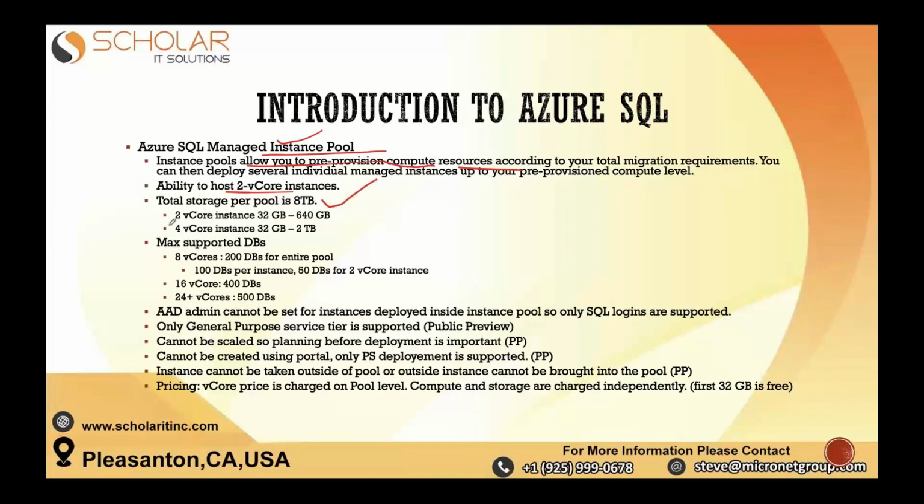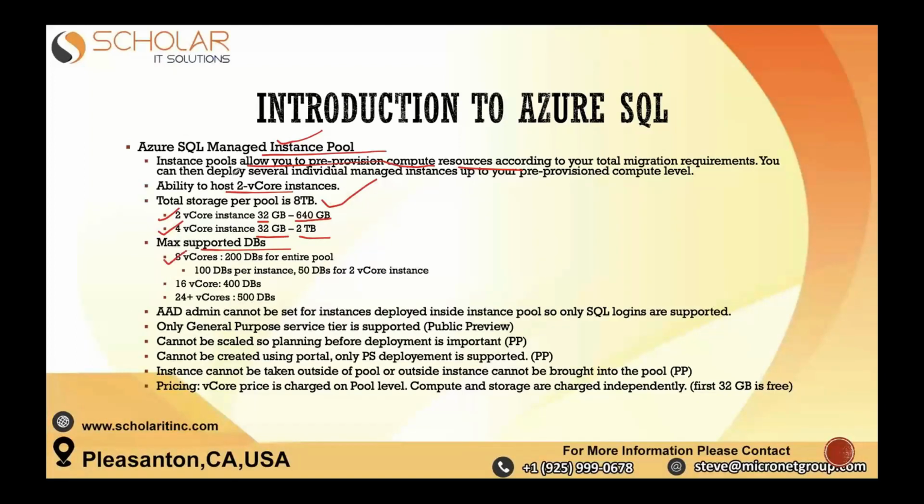If you have a 2 vCore instance in an instance pool, the minimum storage can be 32 gig and the maximum can be 640 gig. For a 4 vCore instance in an instance pool, there is a minimum size and maximum size. Then the maximum supported number of databases. This is a bit of insight I'm giving you guys, not just an overview, because you may find this information difficult to find on Google. So this will be kind of inside information.